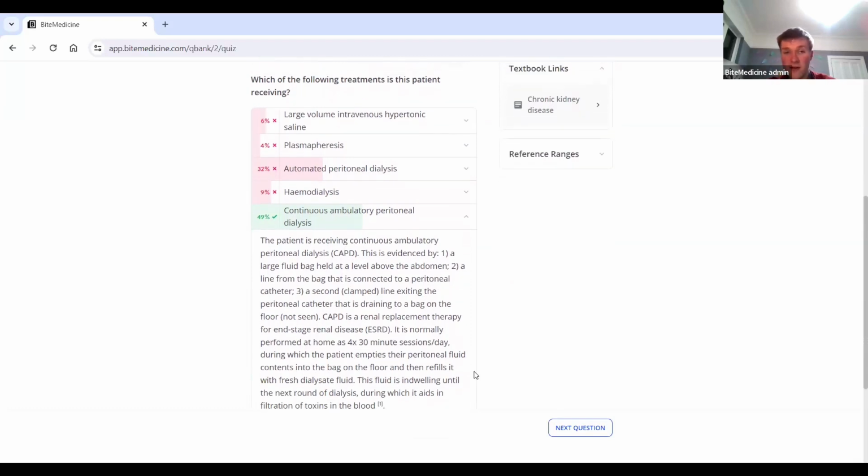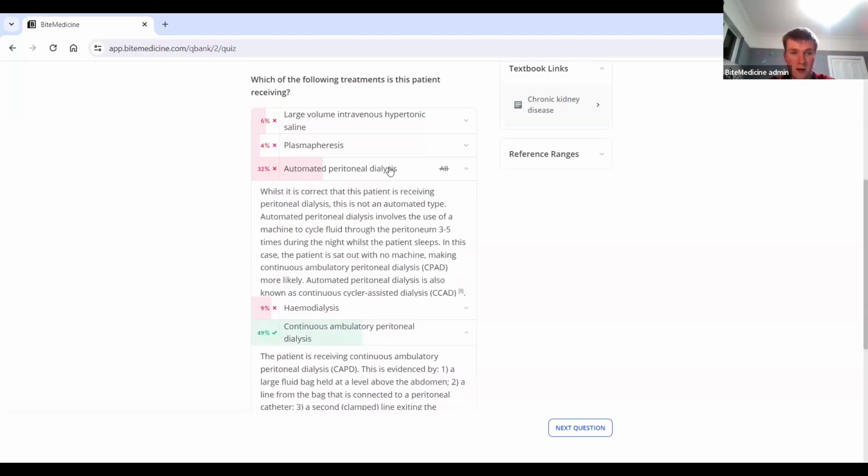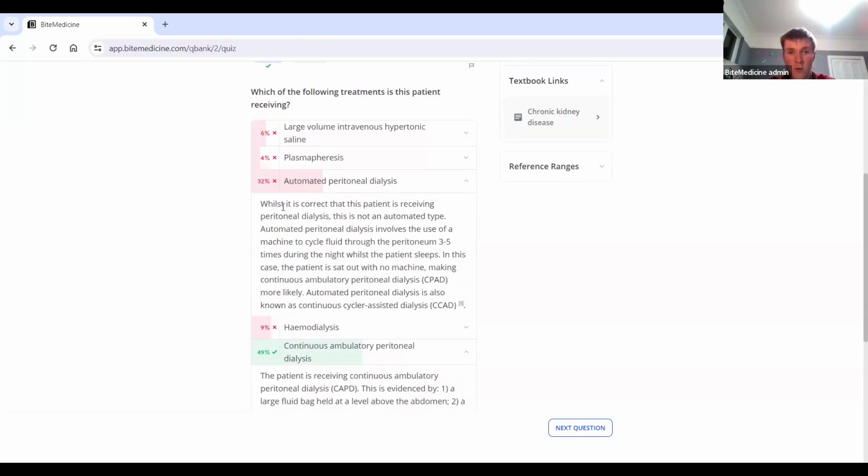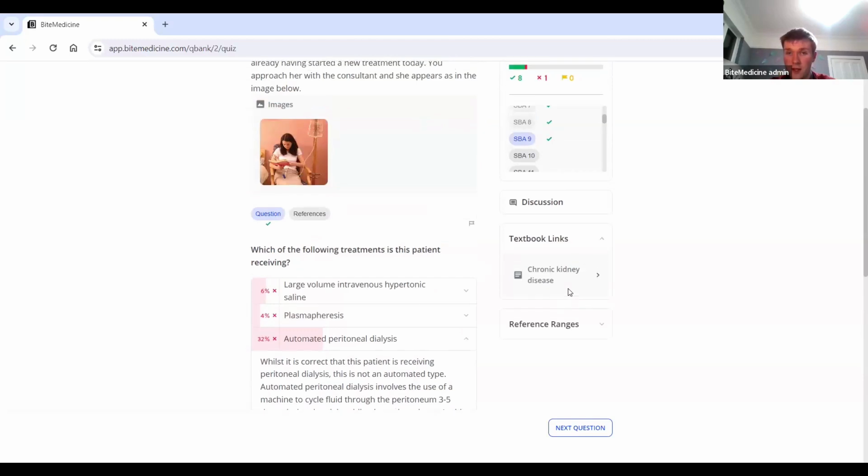I think this is really useful. I think peritoneal dialysis is something that's not that well taught, so being able to look up what it is is really useful. So, automated PD involves the use of a machine to cycle fluid through the peritoneum 3 to 5 times during the night whilst the patient sleeps. So in this case, the patient sat out with no machine, which makes CAPD more likely. Wonderful.